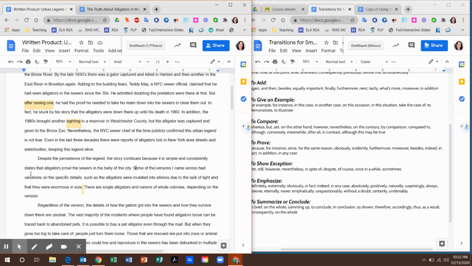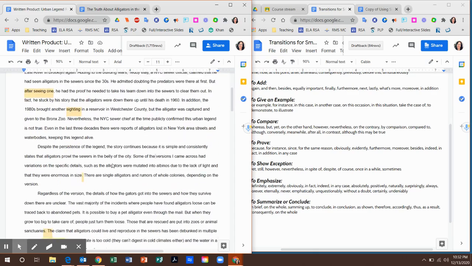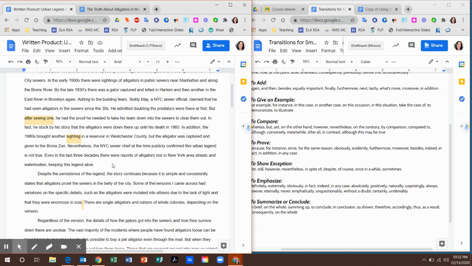So some of the versions I came across had variations on the specific details, such as, right? So that's some transitional language, because now I'm going to give an example, right? Such as the alligators were mutated into albinos due to the lack of light and that they were enormous in size. Here's that note for adding evidence. You'll see that in the next video. And so I'm feeling pretty good about, I'm going to keep going, but I'm hoping that you've got the idea.